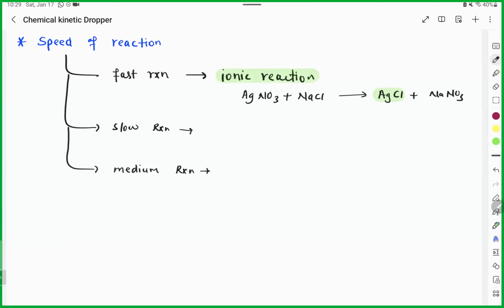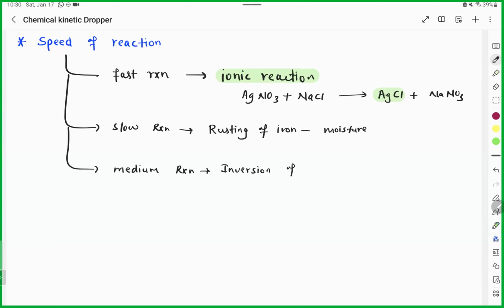Come to the slow reaction. For example, rusting of iron is very slow. It usually takes years. Rusting of iron happens only in the presence of moisture, correct, and air. So this process is very slow, takes years, and there are many. Most of the reactions are medium, not too fast, not too slow. For example, inversion of cane sugar.